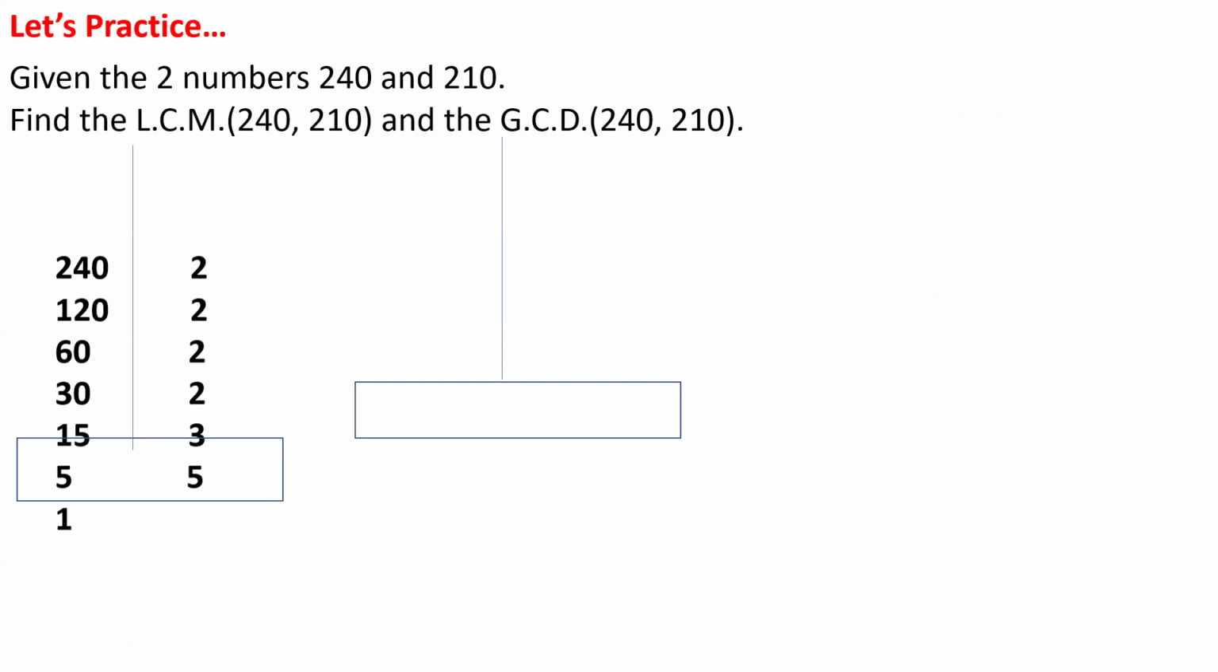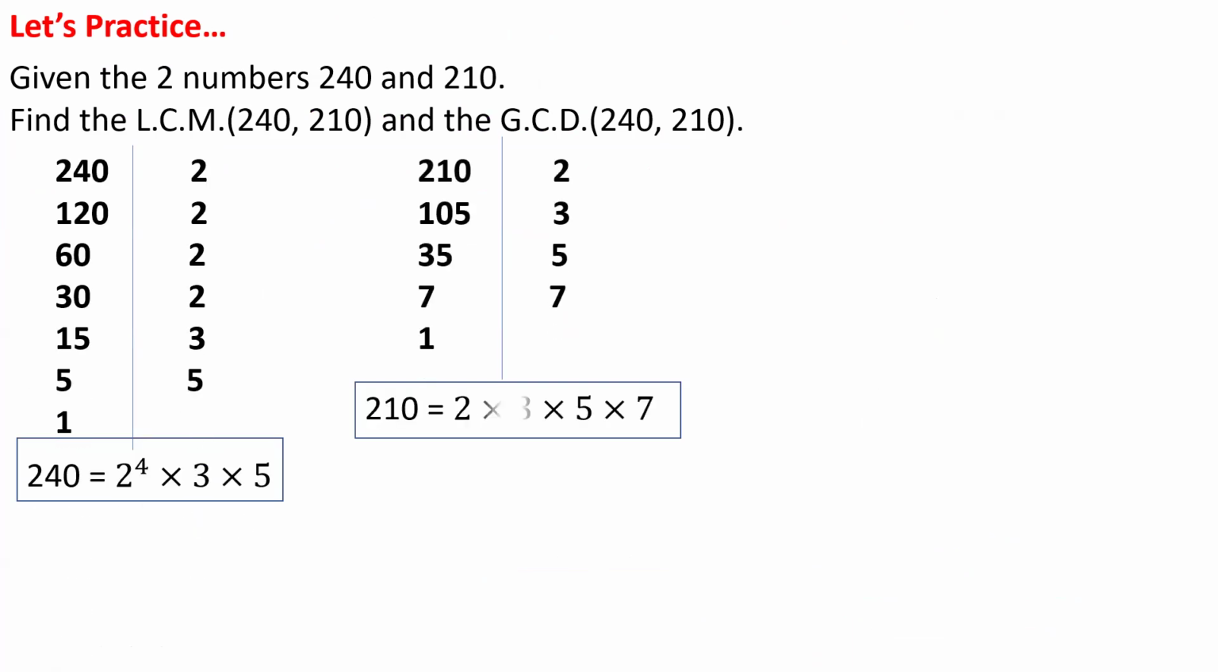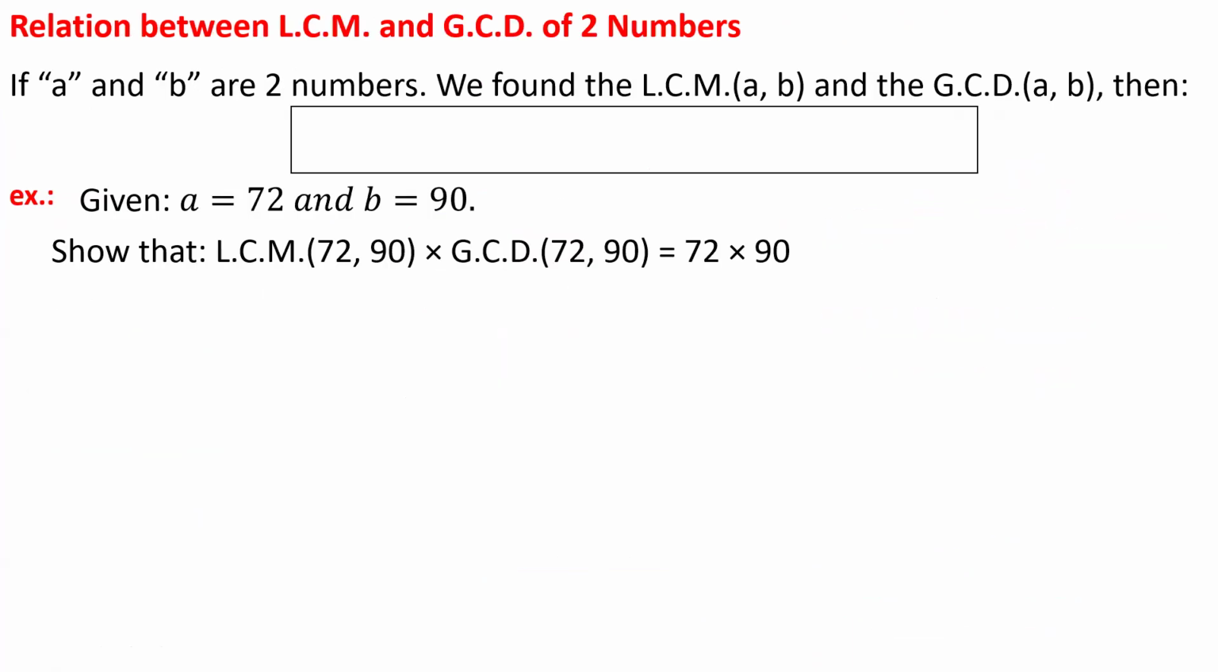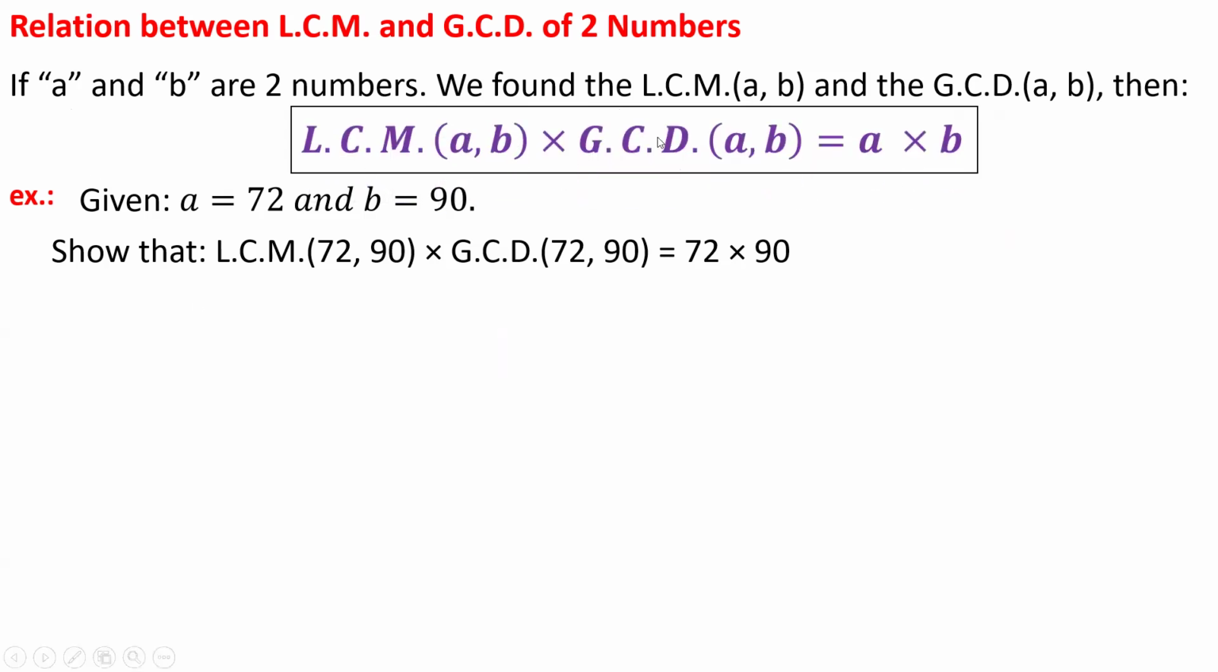This is a practice for you. You can practice this alone on a draft to understand it more. This is how I found the LCM and how I found the GCD. Now there's a relation between the LCM, the GCD and the two numbers. If I have any two numbers, A and B, and I find the LCM and the GCD of these two numbers, there is an important relation: if I multiply the LCM by the GCD, the answer is equal to the multiplication of both numbers.